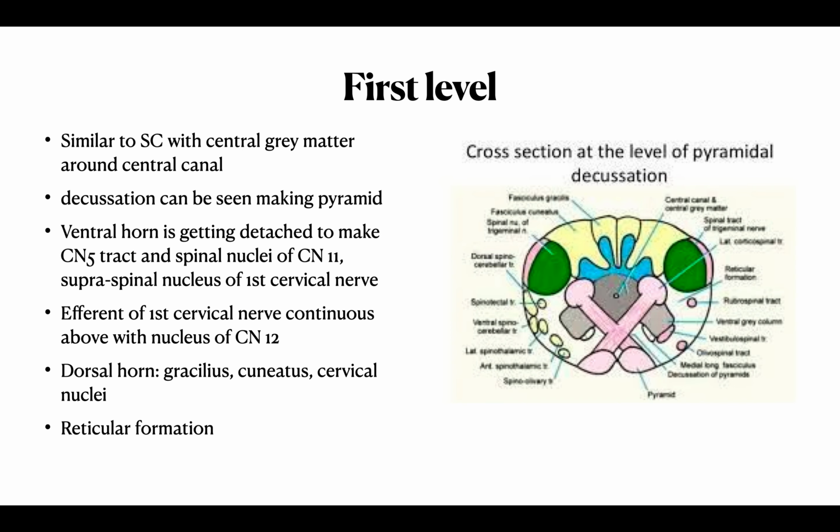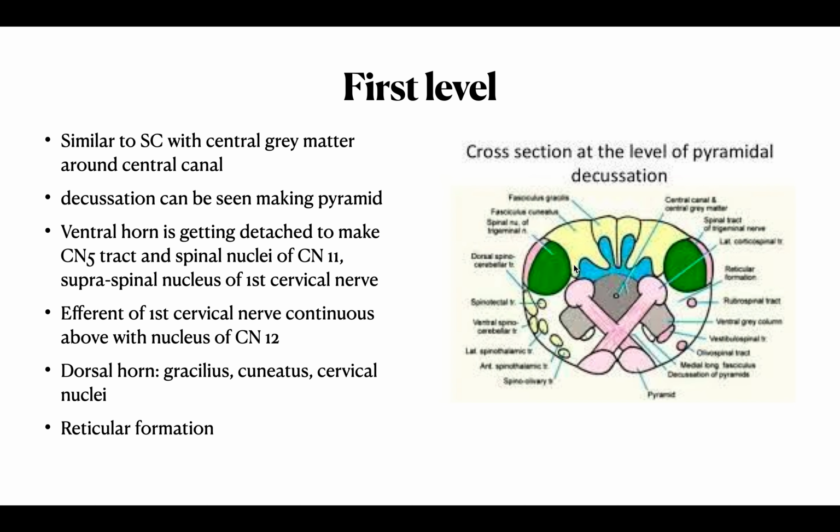The first level. Okay, so it's similar to the spinal cord with a central gray matter around the central canal. Oh, you can barely tell, but here is the central canal. Here's the gray matter. The decussations will make the pyramid, so it crosses like that. The ventral horn is going to be getting detached, so it's going to move away, and that makes the spinal tract of the trigeminal nerve right here.